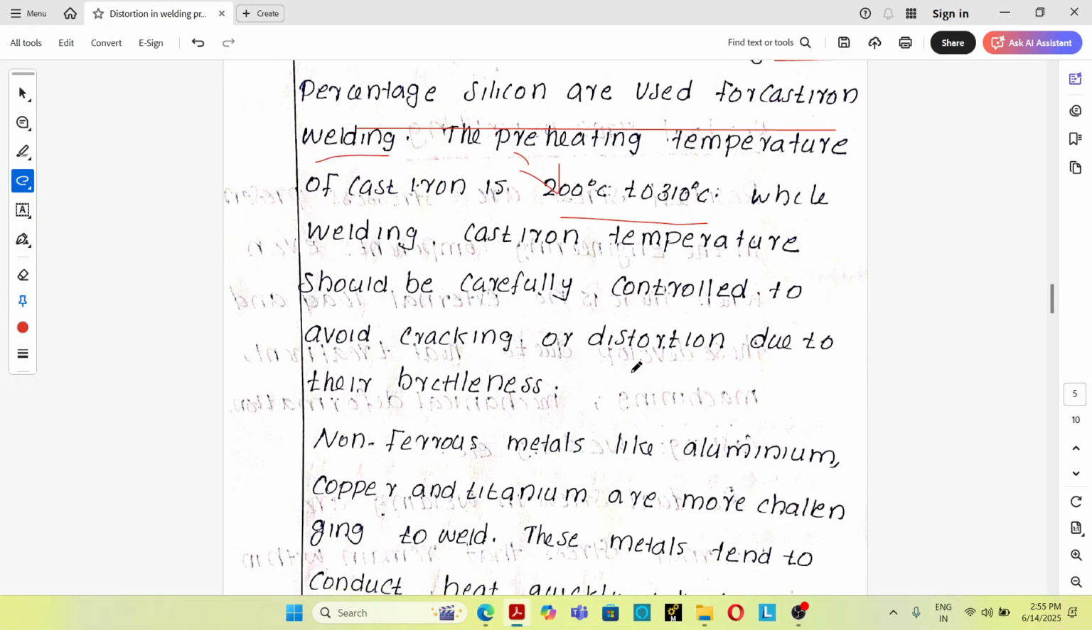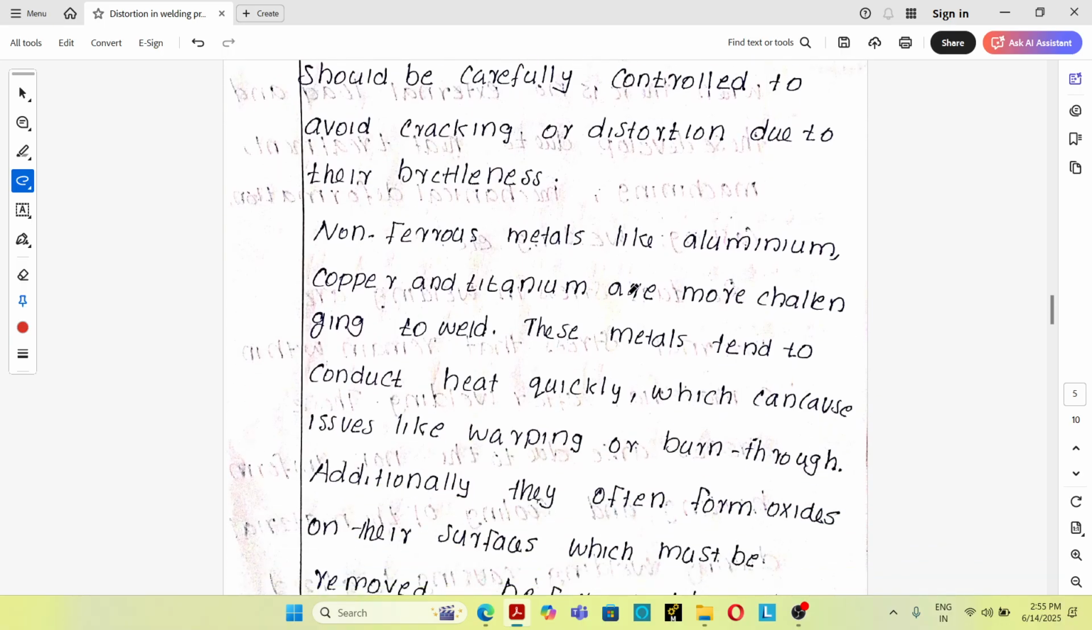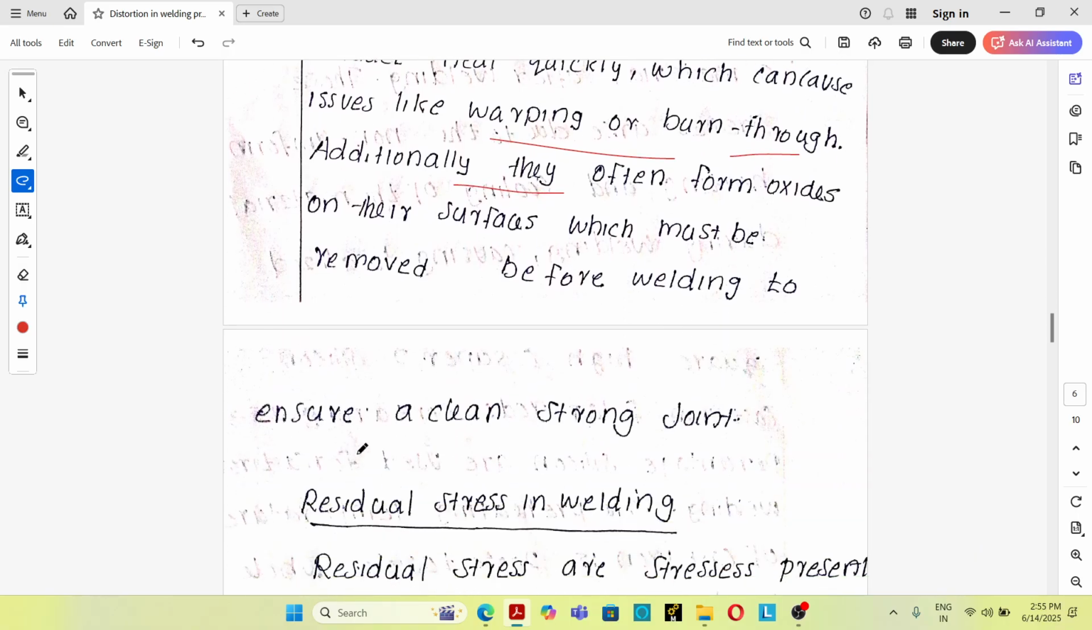Okay. Then that's about ferrous metals, steel and cast iron. So non-ferrous metals like aluminum, copper, titanium are more challenging to weld, more difficult to weld. These metals tend to conduct heat quickly, which can cause issues like warping, burn through. Additionally, they often form oxides on their surface, which must be removed before welding to ensure a clean, strong joint.